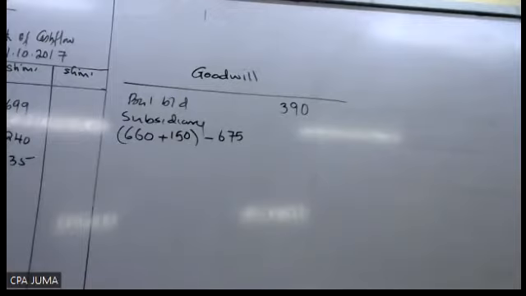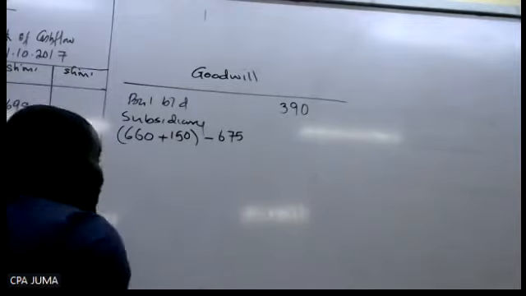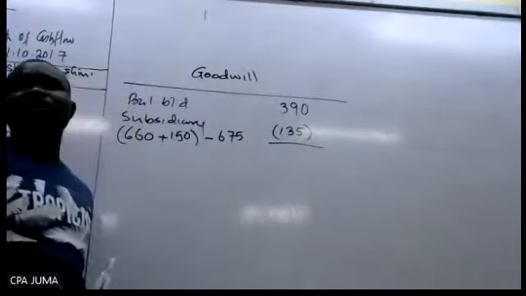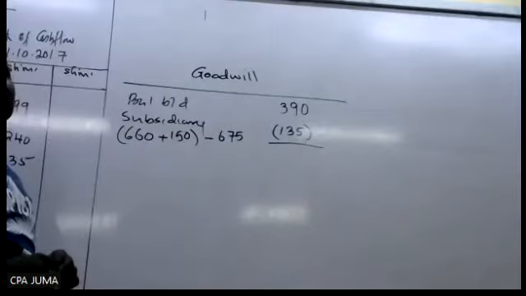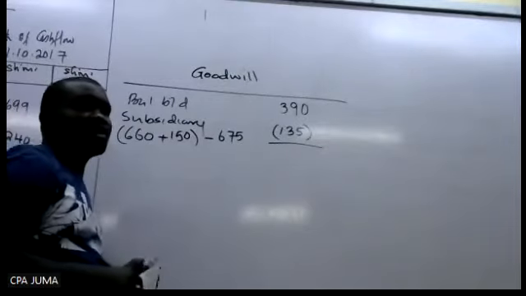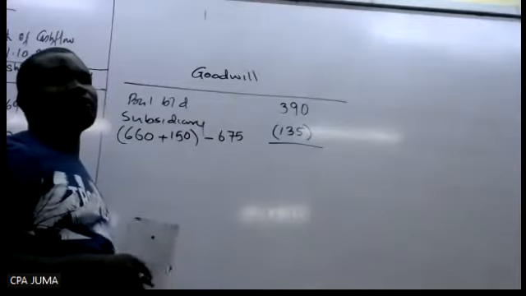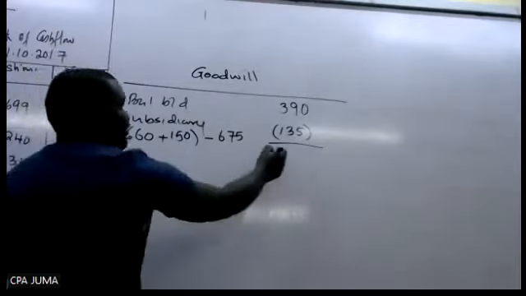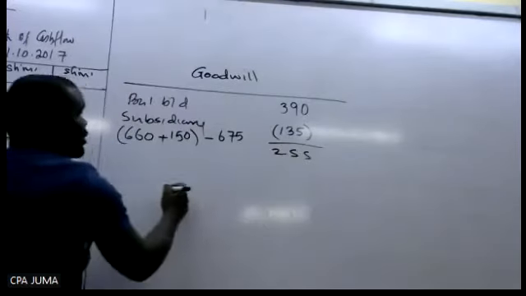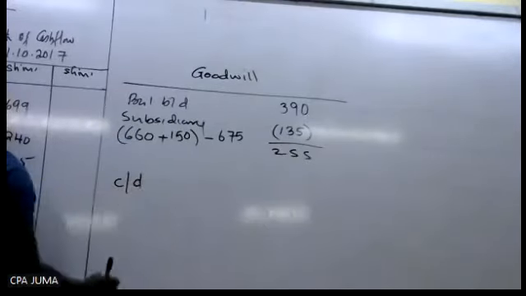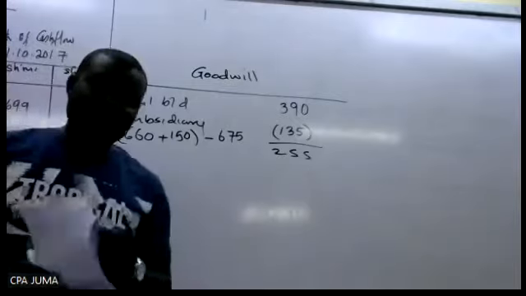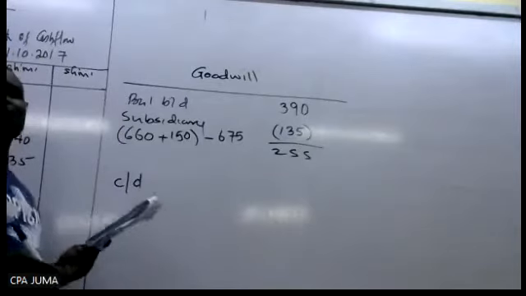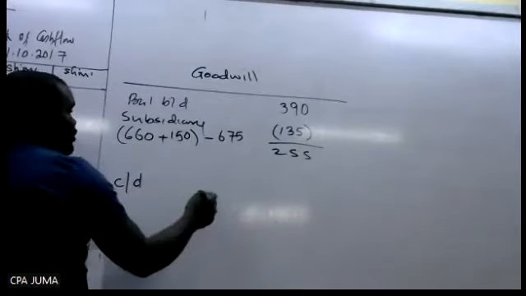How much is the goodwill? 135. So this one left because it was disposal. So you subtract. So we should be reporting how much? 390 minus the 135, 255. You check the balance carried down. How much is the carried down? 255. So we have done zero work.